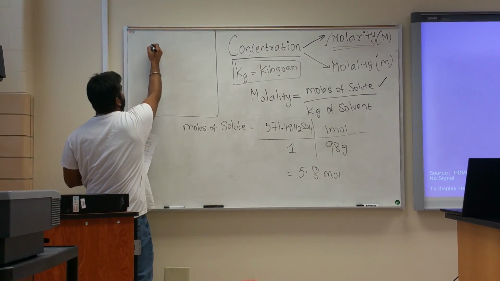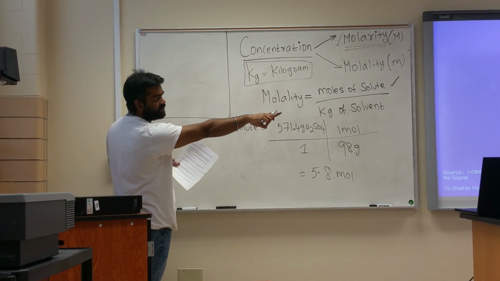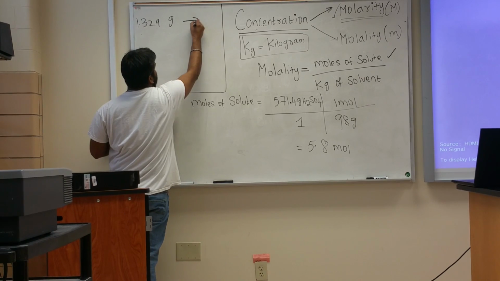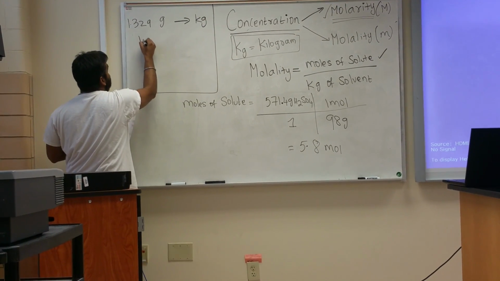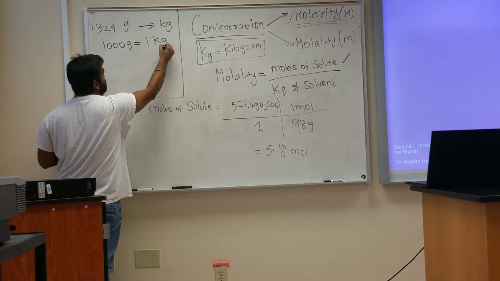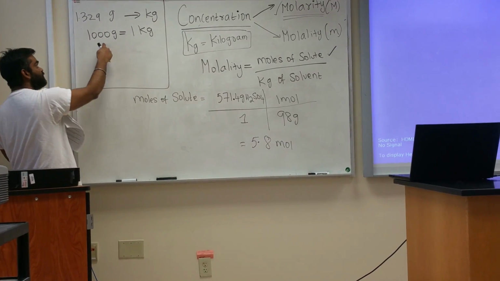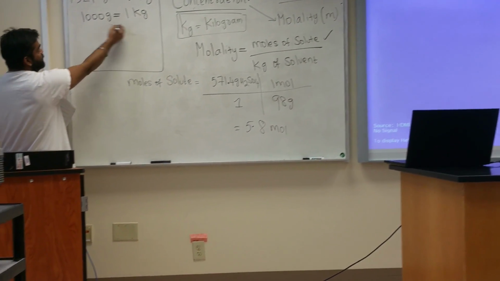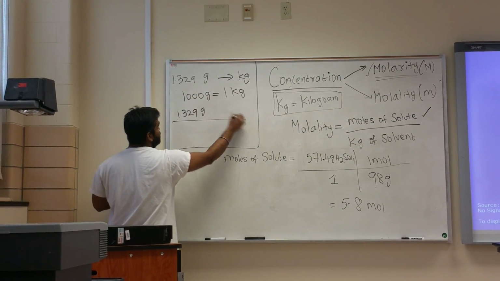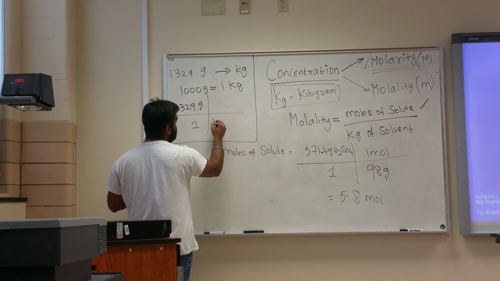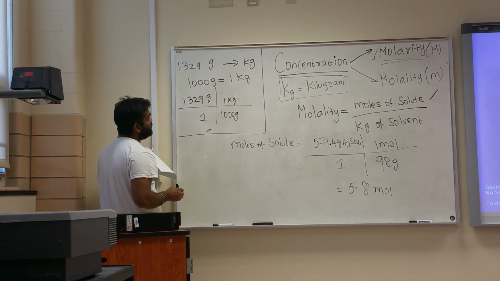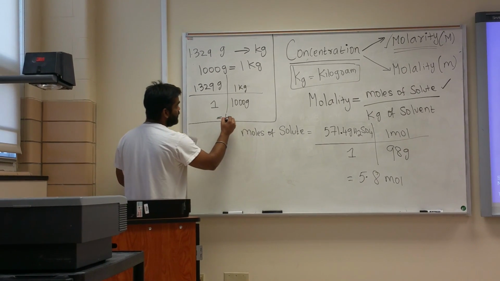So we know the moles is 5.8 moles. We know the top. But we know the answer in the bottom is 1.329 grams. But we have to go to kilograms. So 1,000 grams is equal to 1 kilogram. This is again English, European, this is American. So 1,000 grams is 1 kilogram. So 1.329 grams would be 1 and then 1 kilogram over 1,000 grams. So that would be what? 0.001329, right?